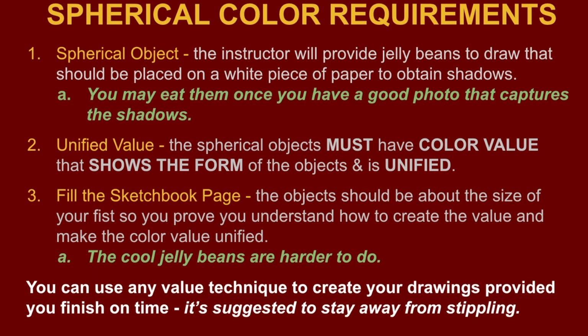That actually brings us to number 2. We're talking about, again, unified value. The reason we're talking about unified value is that you're not just working with black, white, and gray at this point. We're also using color, which means all of the colors should be used throughout the drawing that you're doing in different portions of it. So each one of the beans should have a little bit of the other colors of the other jelly beans within them. That also goes for the shadow colors. The shadow colors should be used throughout different portions of the drawing as well.